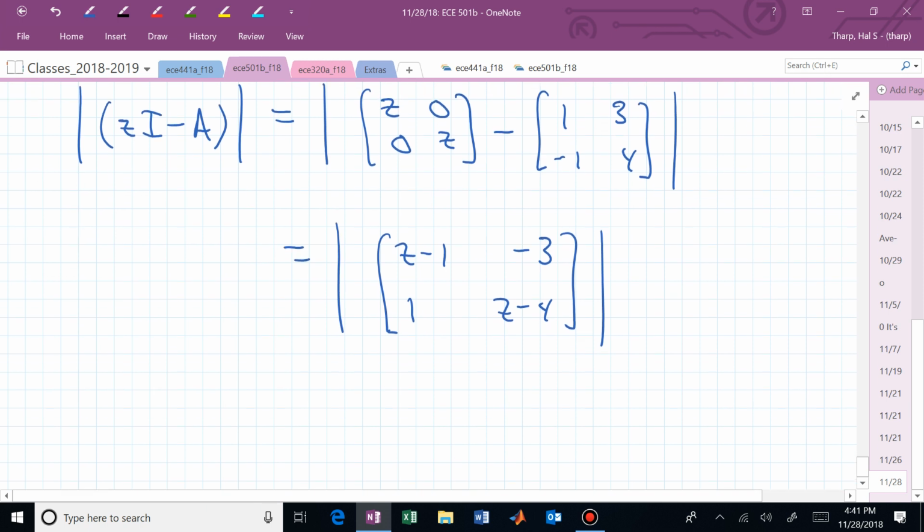The variable is a scalar variable z. But now, for a 2 by 2 matrix, I'm hoping we're comfortable with finding the determinant. Yes? We can do it the other way, right? Like a minus zi. So you could do this.